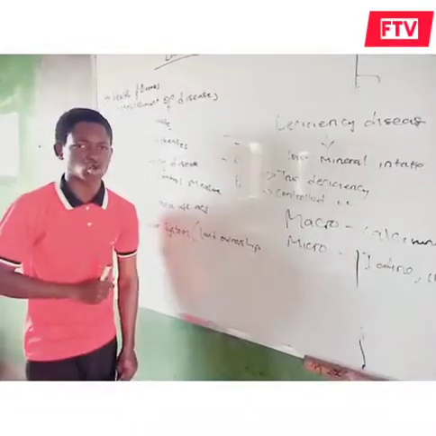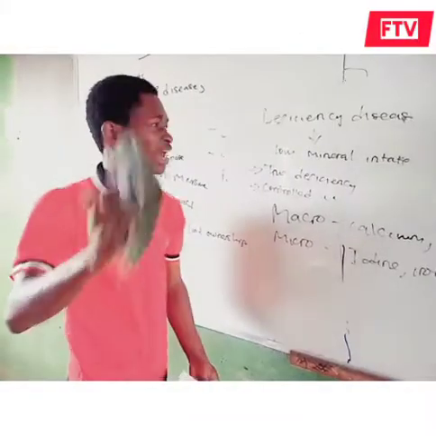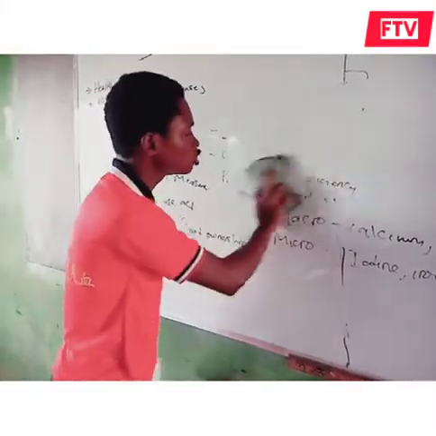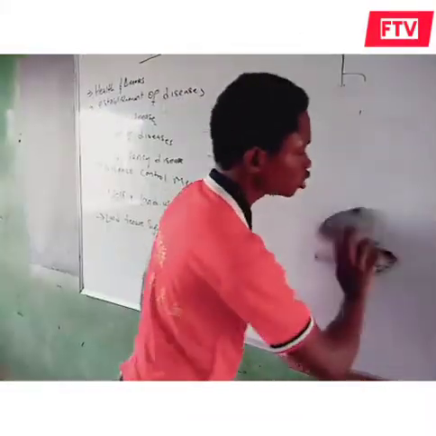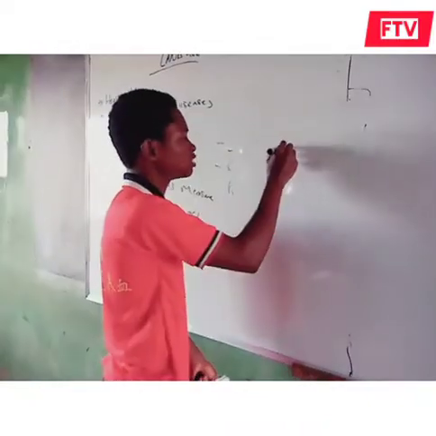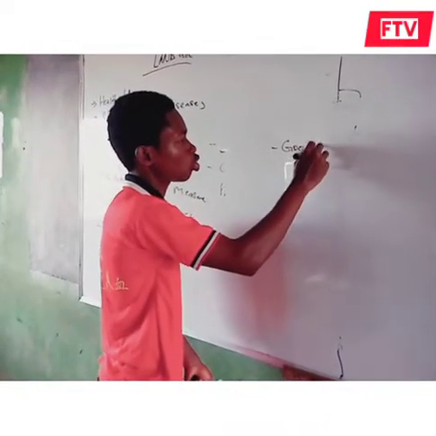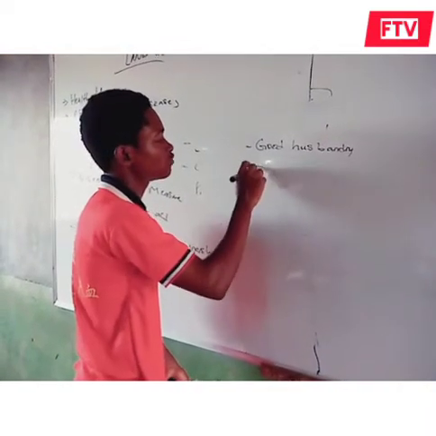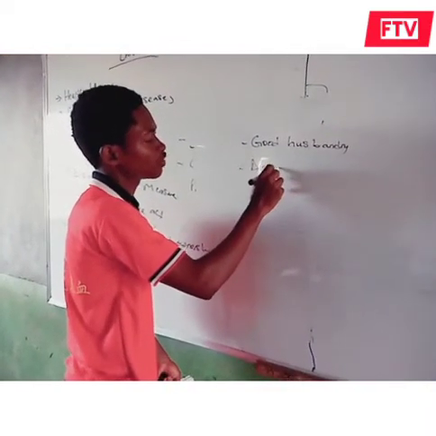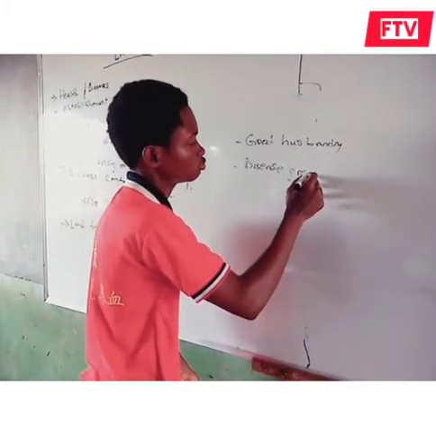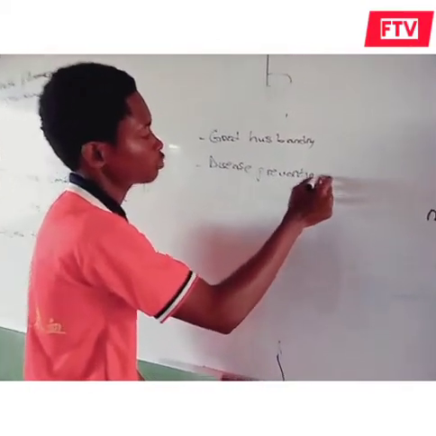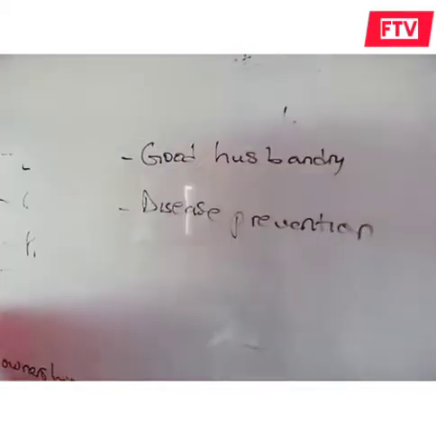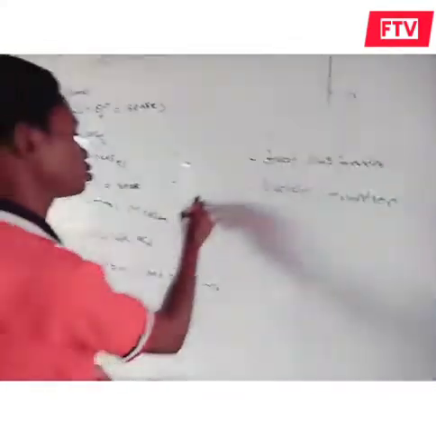Now let's talk about disease control measure. How we can control diseases. If you are talking about disease control measure, there are two major ways in controlling diseases. The first one, we have good husbandry. And the second one, we have disease prevention method. Disease prevention. Let me quickly explain that.